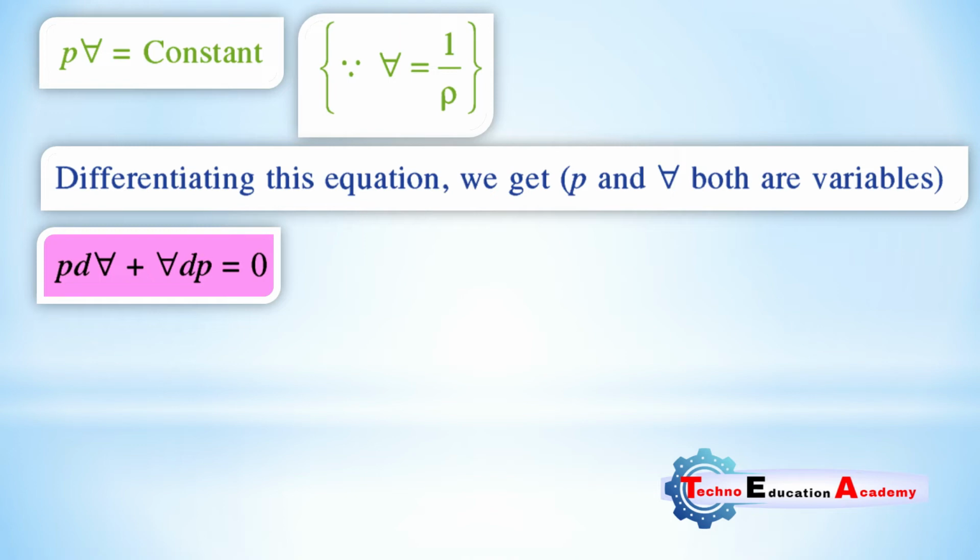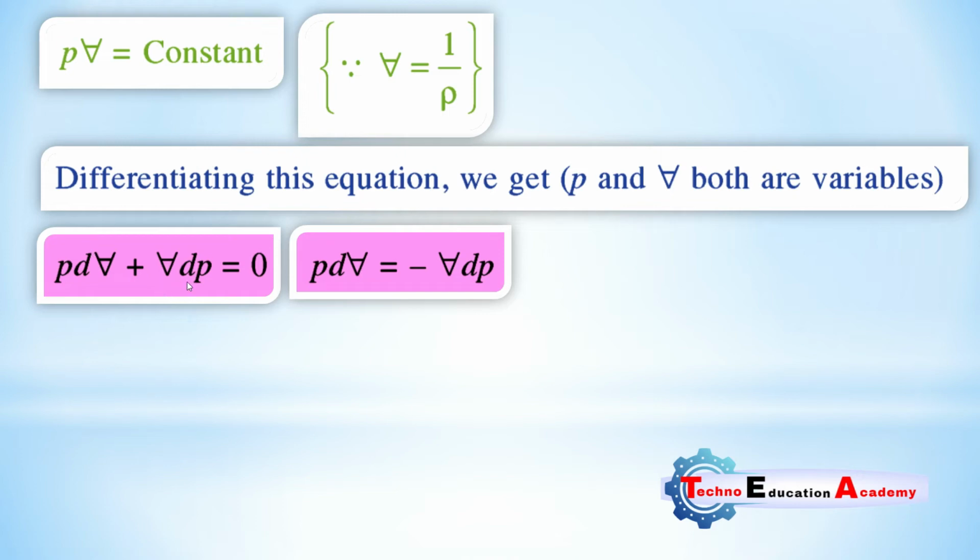So according to the multiplication rule, the first term remains constant and we differentiate the second term, plus the second term remains constant and we differentiate the first term, equal to 0. So P dV plus V dP equal to 0. Now we will shift this term to the right hand side, so it will become negative. So P dV equal to minus V dP.